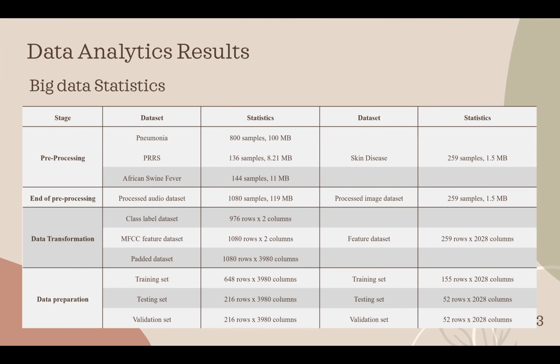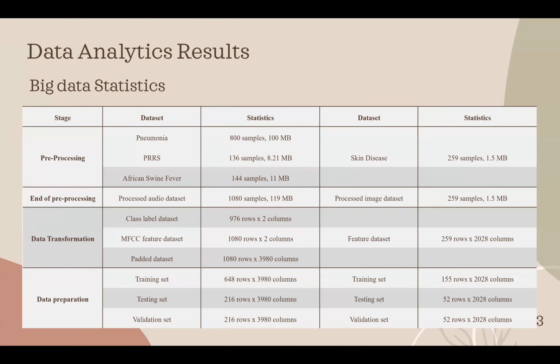Here are the analytical results of the data. In the pre-processing stage, the audio data samples consist of around 1080 data samples with a storage size of 119 MB. For the image data set that we collected before the pre-processing stage, we have around 259 samples, which is around 1.5 MB of data.